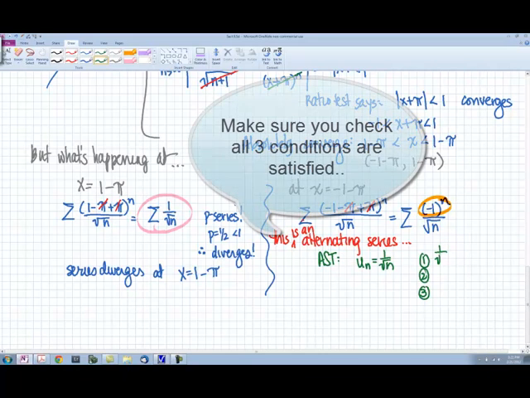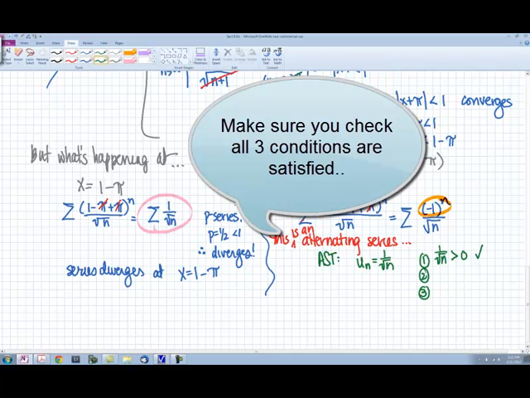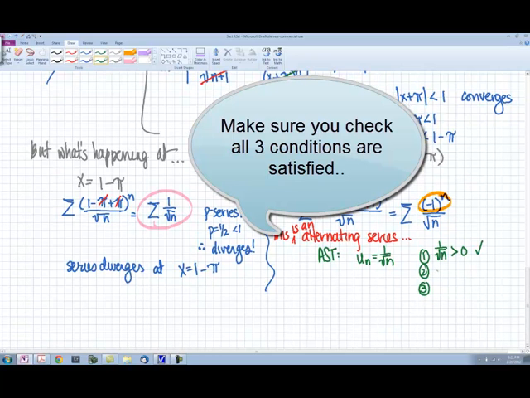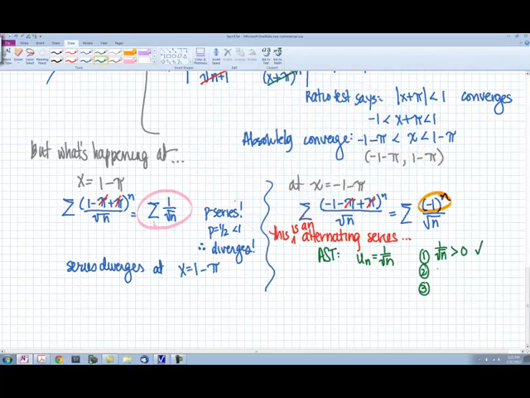Are all of the terms greater than 0? Yes. Are all of the terms not getting any bigger? So if I plug in 1, I get 1 over the square root of 1, and then 1 over the square root of 2, and then 1 over the square root of 3. Yes. The denominators are getting bigger, so the fraction is getting smaller, so I know they are not getting bigger. And the last part: does the limit of 1 over square root of n equal 0? Yes, because the denominator is growing and the numerator is constant.